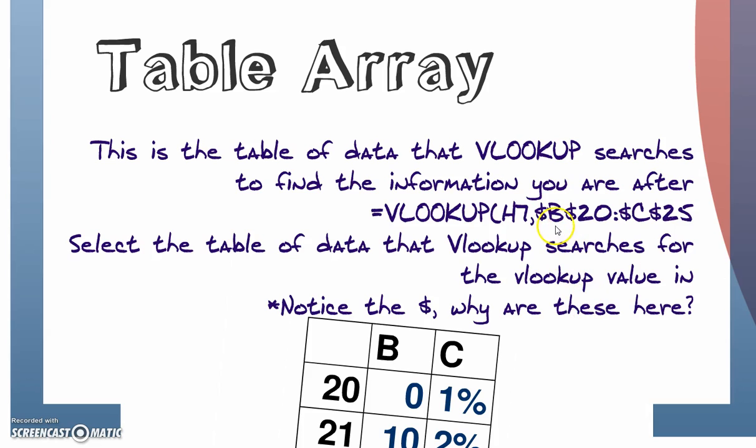Now, you'll also notice that I've got dollar signs around my table array. Remember that the dollar sign represents an absolute cell reference. So the dollar sign in the B means that the B will stay the same, or the column will stay the same. And the dollar sign in front of the 20 means that the row will stay the same. And so we do it for both because we always want to use that same table. We don't want it to change as we use the fill handle and fill down. Also notice the comma that separates the clauses, just like our other functions.